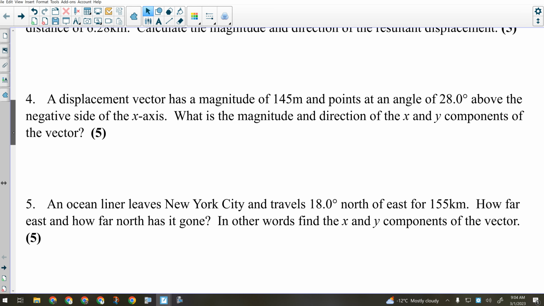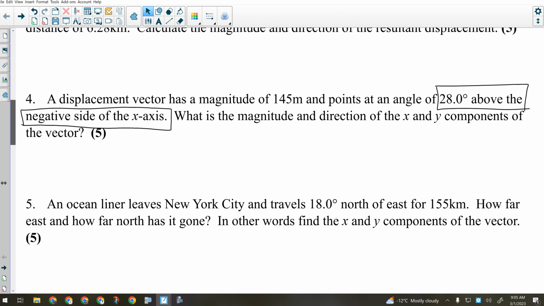Now, the trick with this one is the vector. That's the vector they give you. It's 28 degrees above the negative side of the x-axis. So your answer should give me a vector that refers to that. Like you're looking for the x component and the y component. I should not get compass directions for this question, because you are not being given compass directions in this question. Does everyone follow me there?